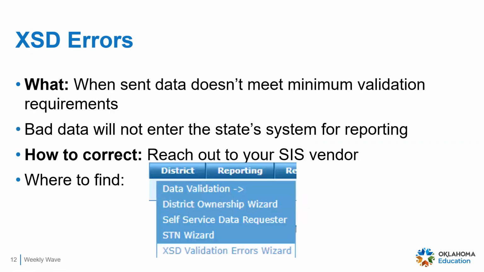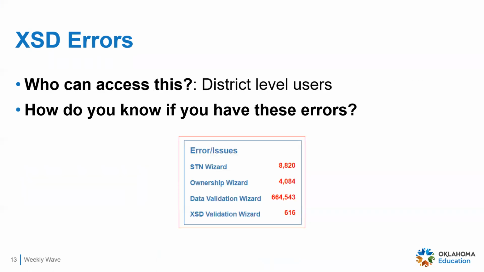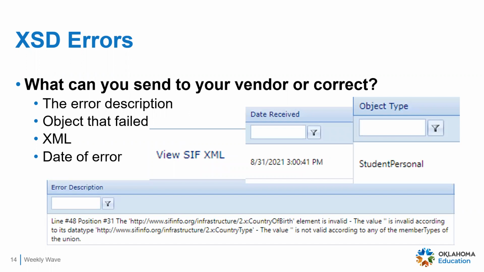Also, when sent data doesn't meet minimum validation requirements, I think I went the wrong way on my slideshow. Sorry about that, guys. What you need to send your vendor to correct is the error description, the object that failed, the XML file, and the date of the error. So this is just snippets of each of those descriptions. If you'll send that information to your vendor, they should be able to go in and see what the issue is and correct it at that point. Okay, we're done with XSD errors.